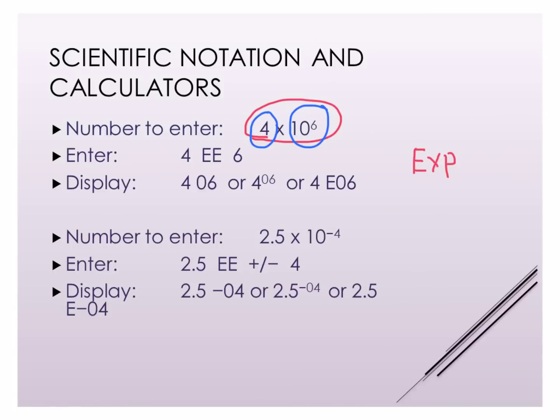Likewise, when we're dealing with a small number, so a number less than 1, when we're entering it in scientific notation, we typically enter our number, then our EE or our exponent button, and then we have to choose the plus or minus option and then our actual exponent. So that's going to give it the negative. You don't want to use the minus sign because the calculator sees that a little differently. Make sure you look for the negative sign.